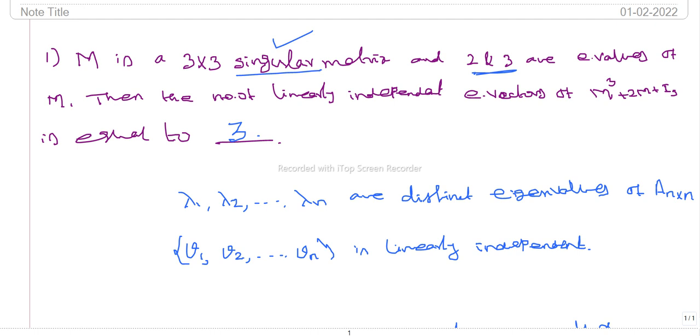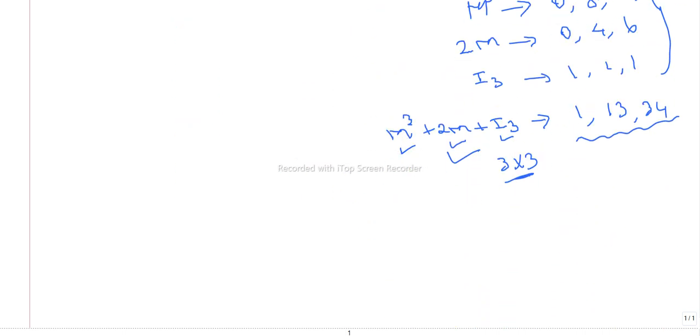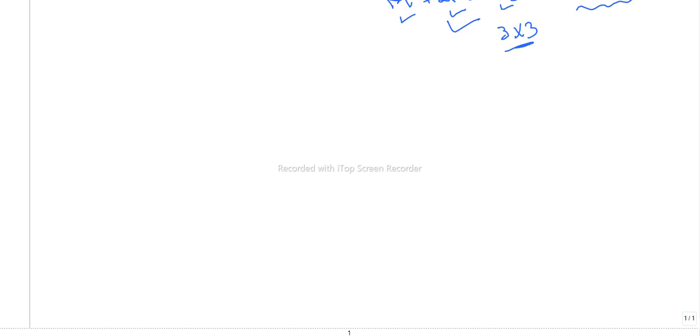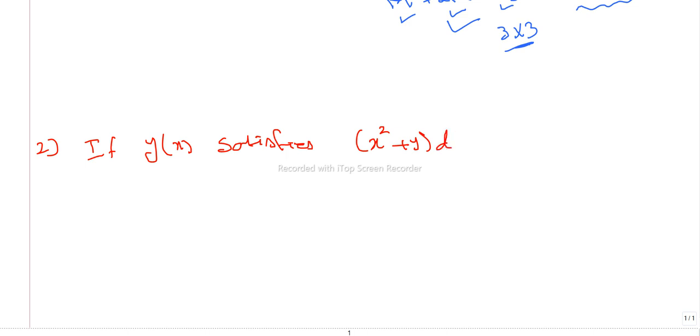Okay, next we solve another problem from differential equations. Second problem. Suppose y of x satisfies the initial value problem. I directly write the differential equation: x square plus y times dx equal to x times dy, with the initial condition y of 1 equal to 2.